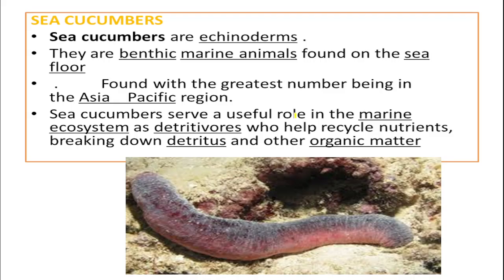So today we will discuss species in news. First, sea cucumbers are echinoderms, right? They are marine animals found on the sea floor. Now, greatest number being found in Asia Pacific region. Sea cucumbers are useful for a marine ecosystem as detritivores. That means these are ones who help recycle the nutrients, break down detritus and other organic matter.